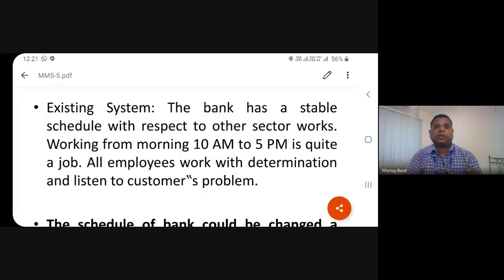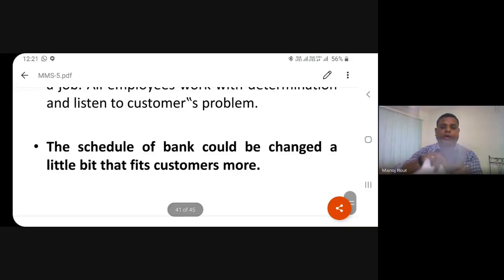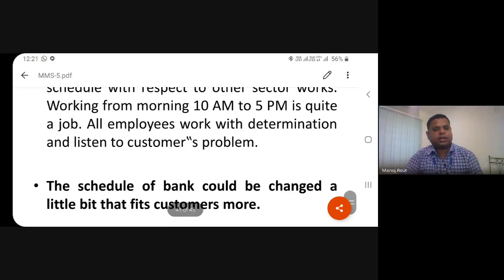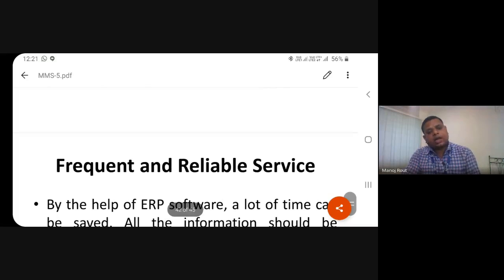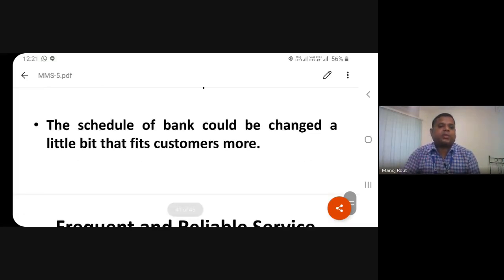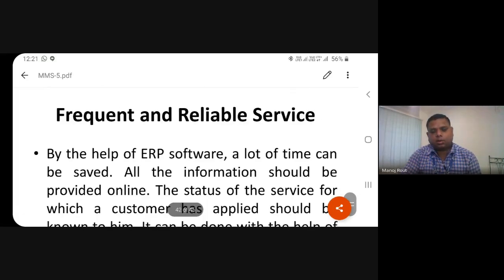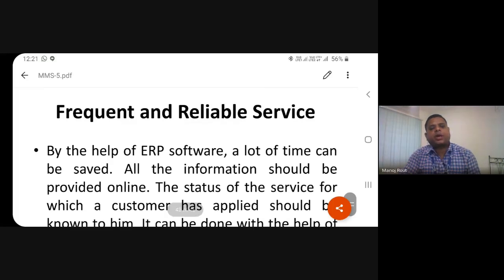But by the implementation of this particular schedule flexibility, the schedule of the bank should be changed a little bit to fit the customers. So whenever a customer is in need, they can be directly given the facility. The next part is, if you go to the next slide, frequent and reliable service.